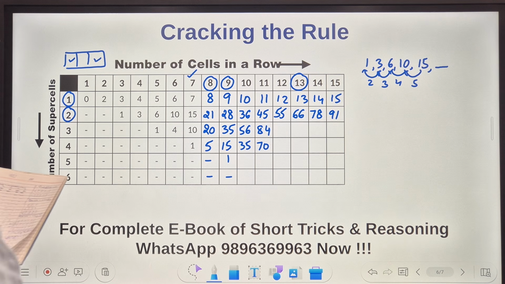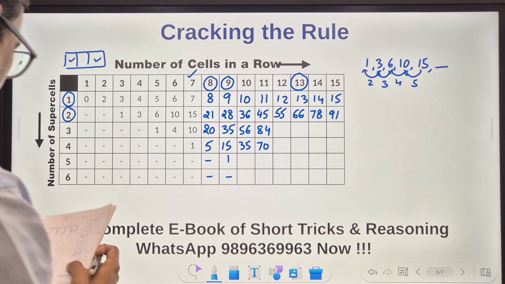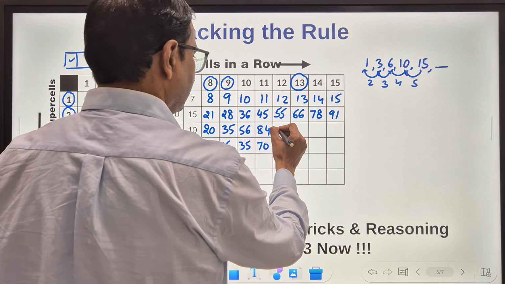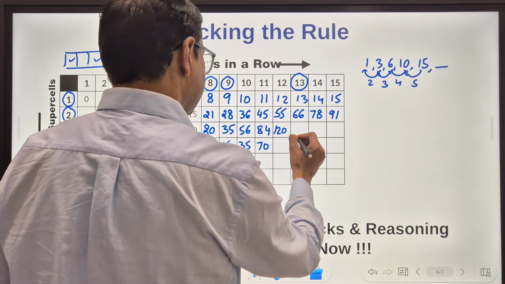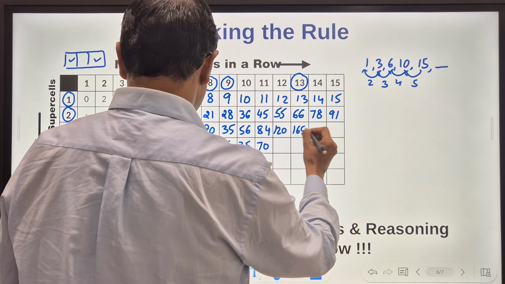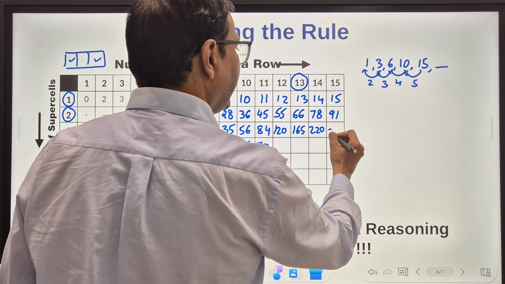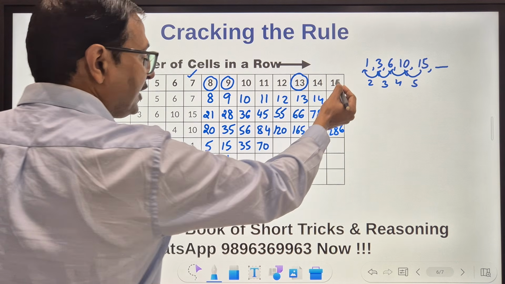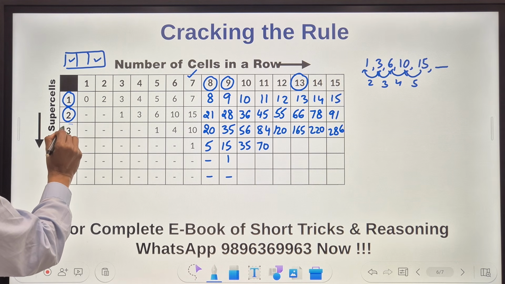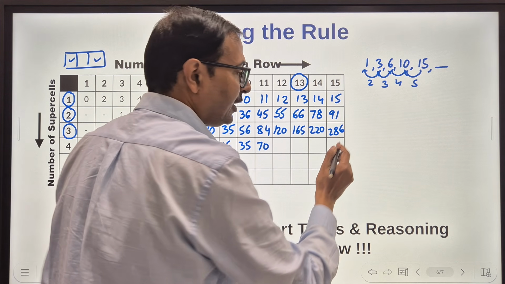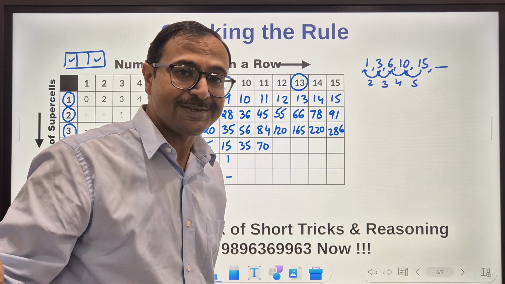After 84 also we have numbers, and the numbers after 84 come out to be 120, this is 165, this is 220, and this is 286. See, for a 15 by 1 grid, if you want to mark 3 supercells, it can be done in 286 ways.